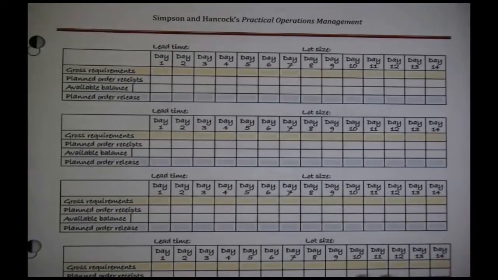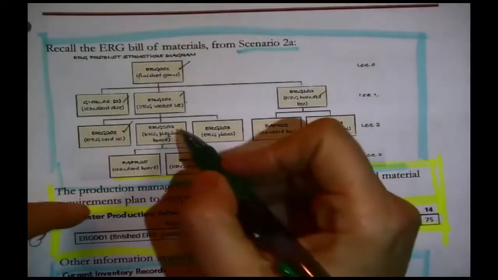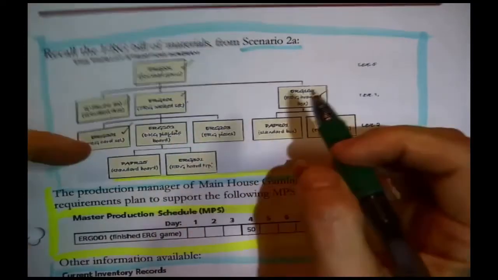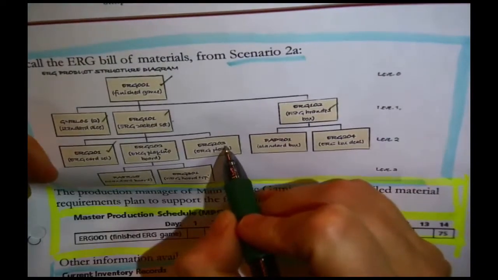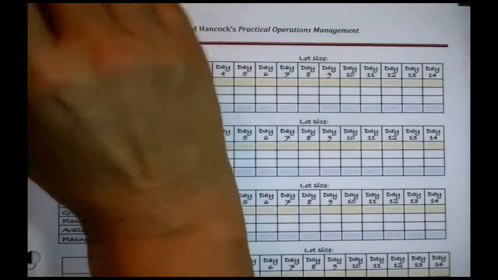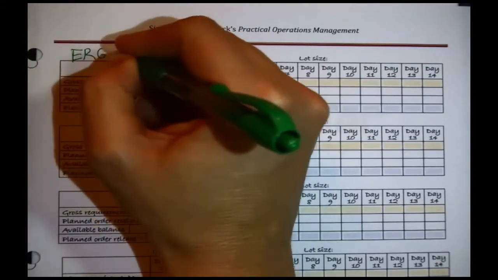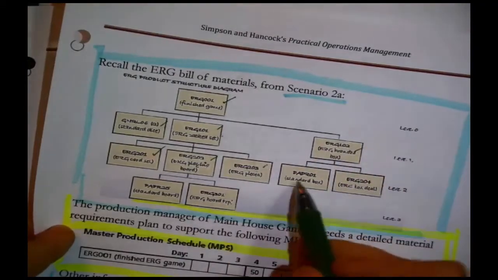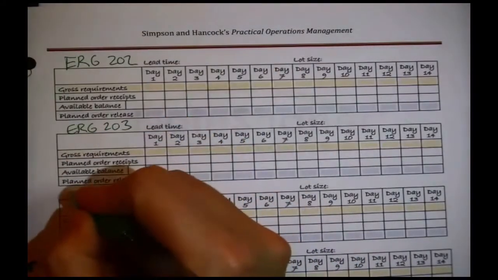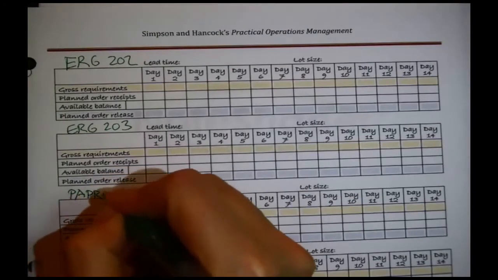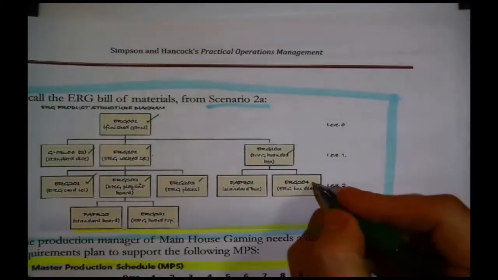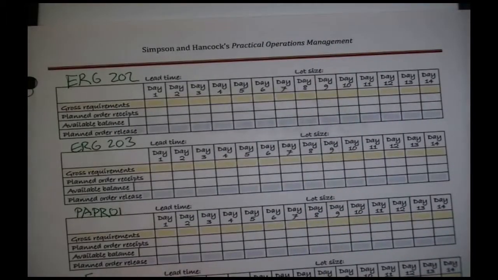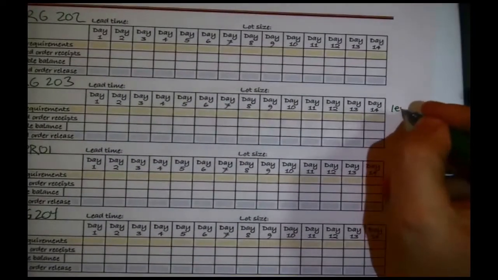Because here we go. Now we've got enough for, who's this? ERG202, ERG203. And then, okay, that one has a record. This one has a record. Oh, standard paper item. PAPR01. That's a standard box. And ERG204. Okay. These are all also on level 2.